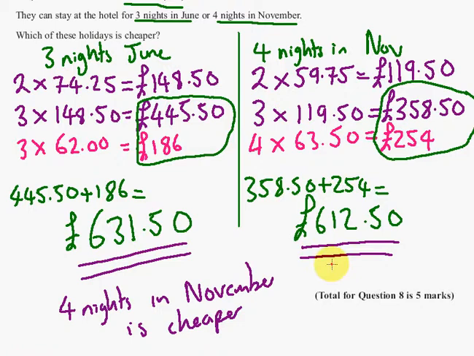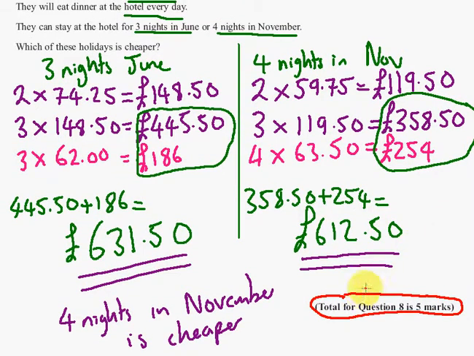And that's it. Okay, question 8 is worth 5 marks. The first mark comes from, okay, the first one is a method mark for at least one correct dinner calculation, which I've worked out here. The second mark comes from at least one correct room calculation, or if you've done that for just one side, that's also enough to get you the first 2 marks. The third mark comes from seeing £631.50. The fourth mark comes from seeing £612.50.